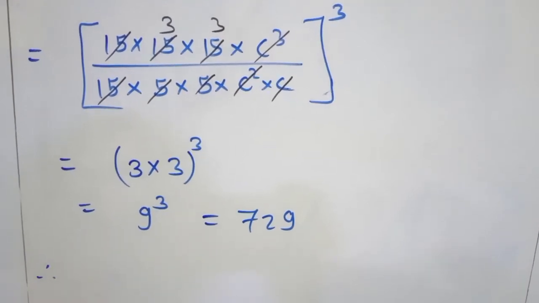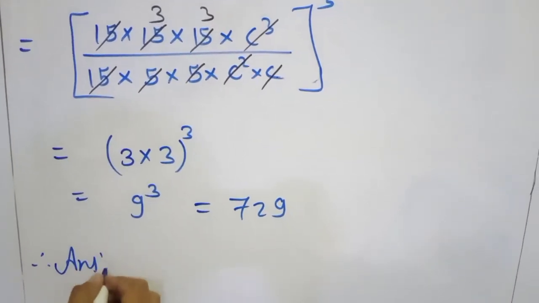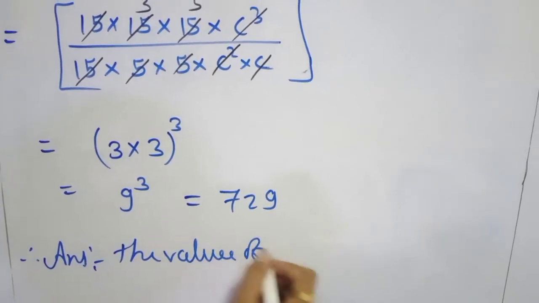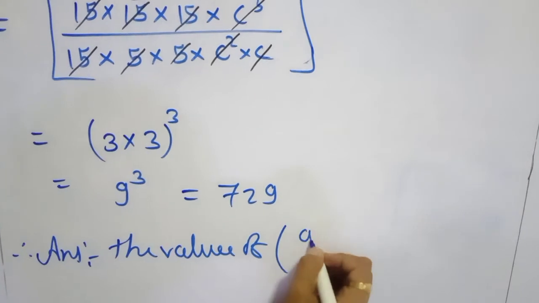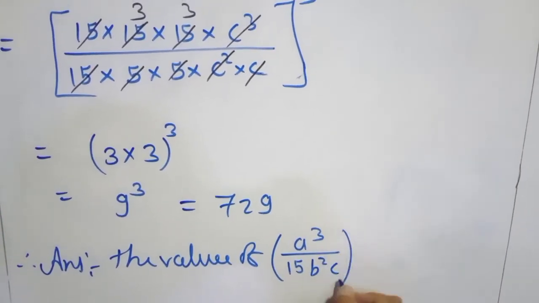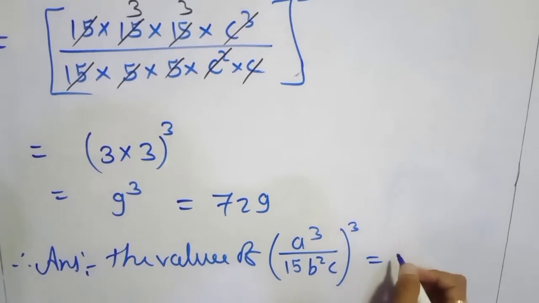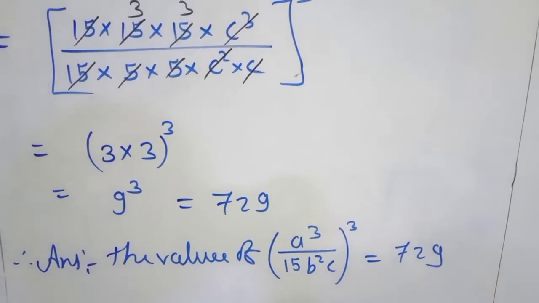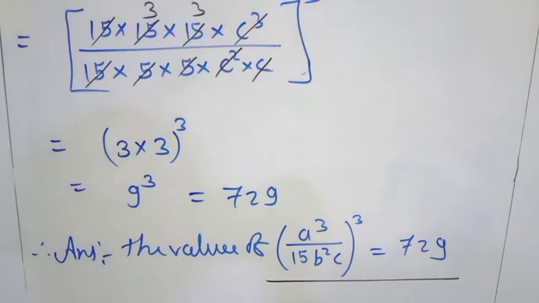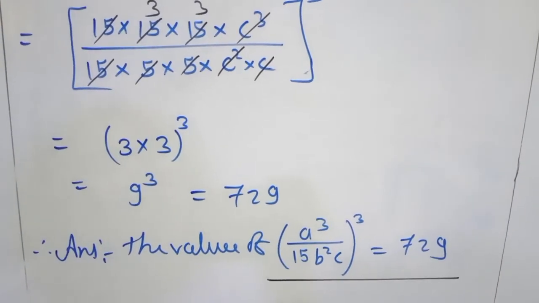As I said, we have to conclude with our answer. Therefore, the value of A cube upon 15B square C, whole cube, is equal to 729. This way we have to complete our answer by writing this statement. I think you all got it.